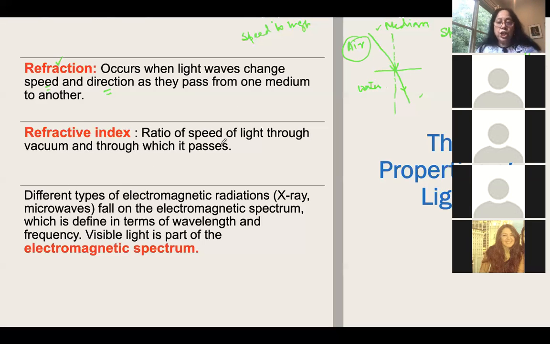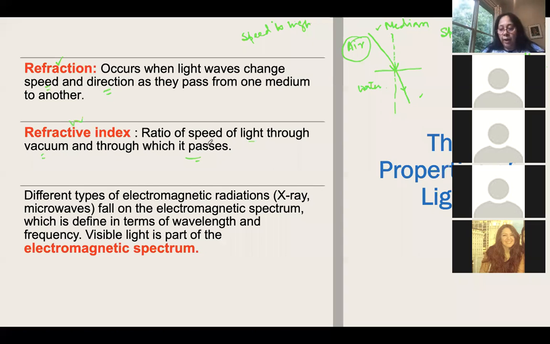Refractive index is the ratio of the speed of light through the vacuum and through the medium it passes. So how do you know which way the light will change its direction? To determine that, or what the speed of the light would be, we have a mathematical formula called the refractive index. We compare the speed of light in a medium with the speed of light inside the vacuum. Vacuum means empty space where there is nothing.